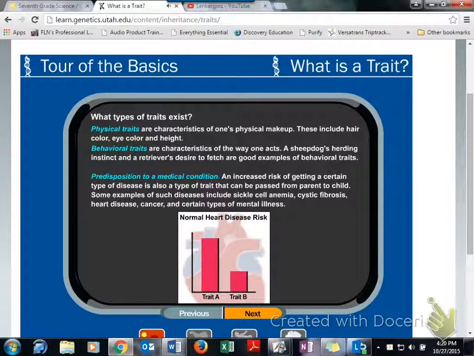Predisposition to a medical condition. An increased risk of getting a certain type of disease is also a type of trait that can be passed from parent to child. Some examples of such diseases include sickle cell anemia, cystic fibrosis, heart disease, cancer, and certain types of mental illness.